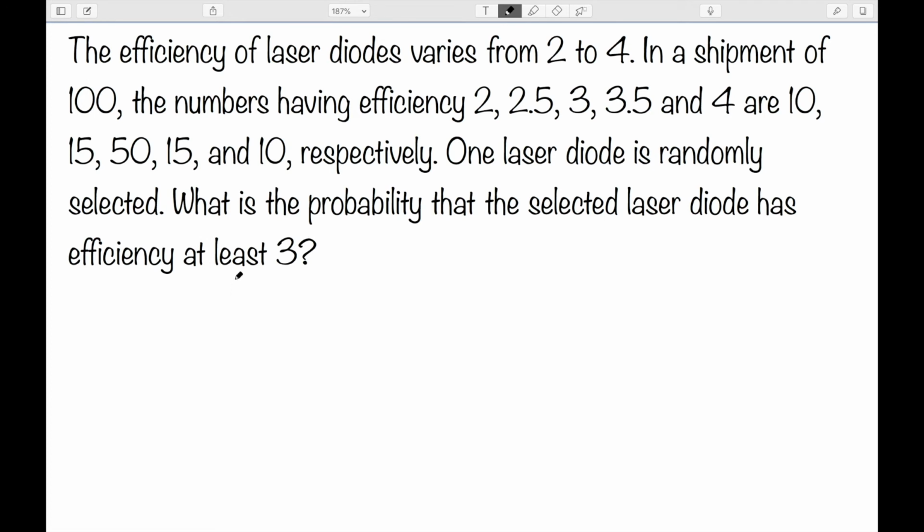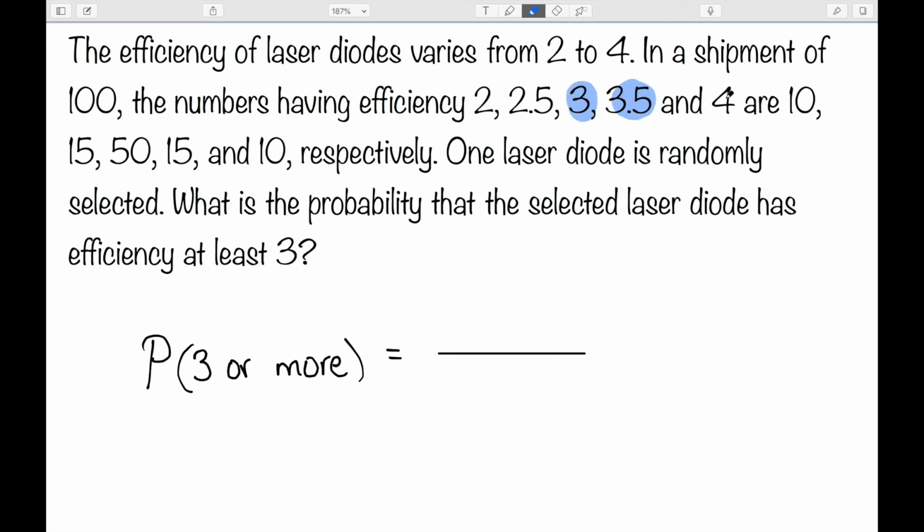Let's look at this problem again, but this time we want to know the probability that the selected laser diode has efficiency of at least 3. So 3 or more. That's what at least 3 would mean. So how many are 3 or bigger? Well, we would consider 3, 3.5, and 4. So there are 50, 15, and 10, or a total of 75. There are still 100 in this shipment. So 3/4 of them have efficiency at least 3.